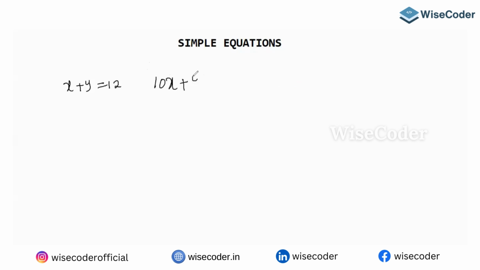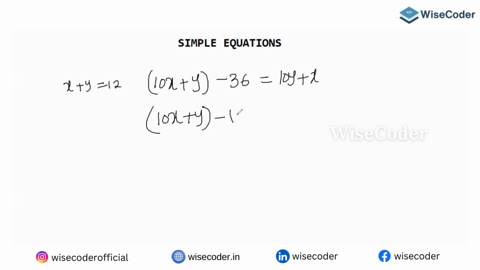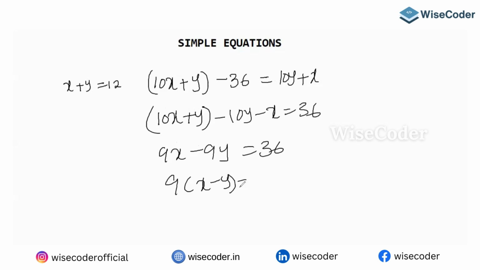The two-digit form is 10x plus y. From this number, I am subtracting 36. Then what am I getting? A reversed number. What is the reversed number? 10y plus x. So if you rearrange, you get 10x plus y minus 10y minus x equals 36. So you get 9x minus 9y equals 36. If you take 9 as common, x minus y is equal to 4.